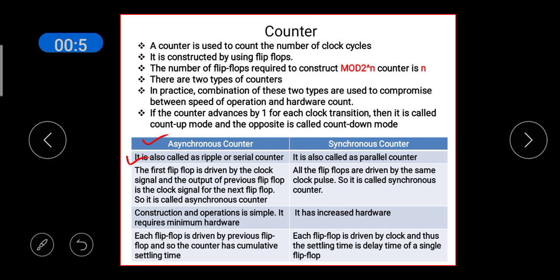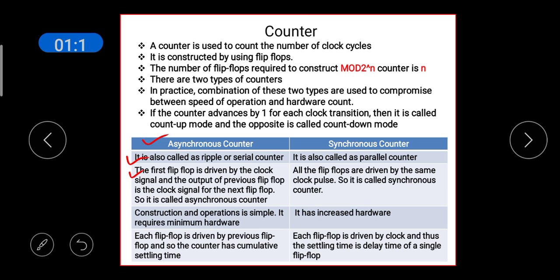In an asynchronous counter, the first flip-flop is driven by the clock signal and the output of the previous flip-flop is the clock signal for the next flip-flop. So it is called asynchronous counter. In a synchronous counter, all the flip-flops are driven by the same clock pulse, so it is called synchronous counter.